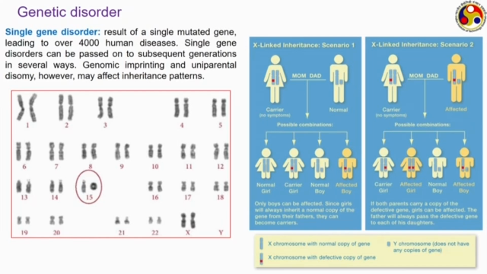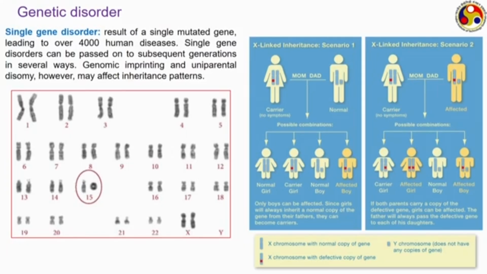On the contrary, the boys are going to have the Y chromosome from the father, but the X chromosome from the mother, and therefore, while one boy is going to have a normal situation, the other will get affected. As the girls are always inheriting one normal copy of the gene from their fathers, they will either remain normal or become carriers, but for the boys, there is every chance that they can either be normal or get affected.